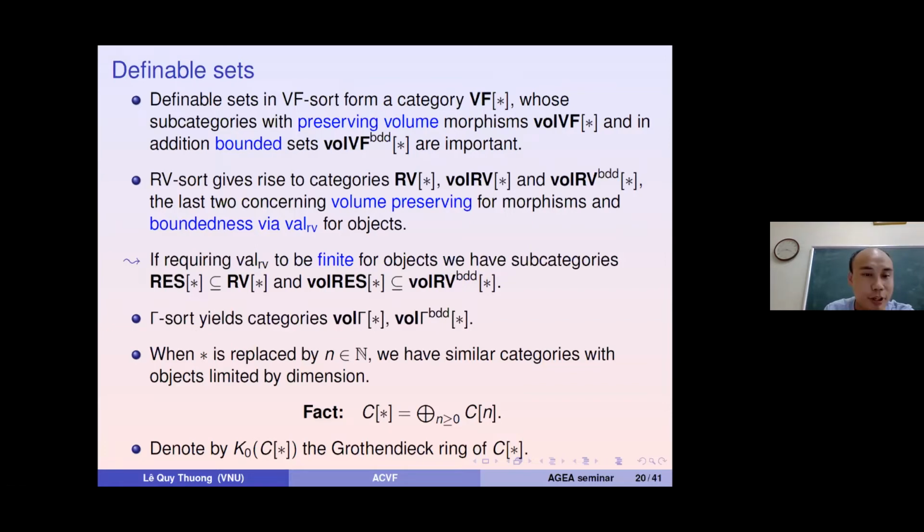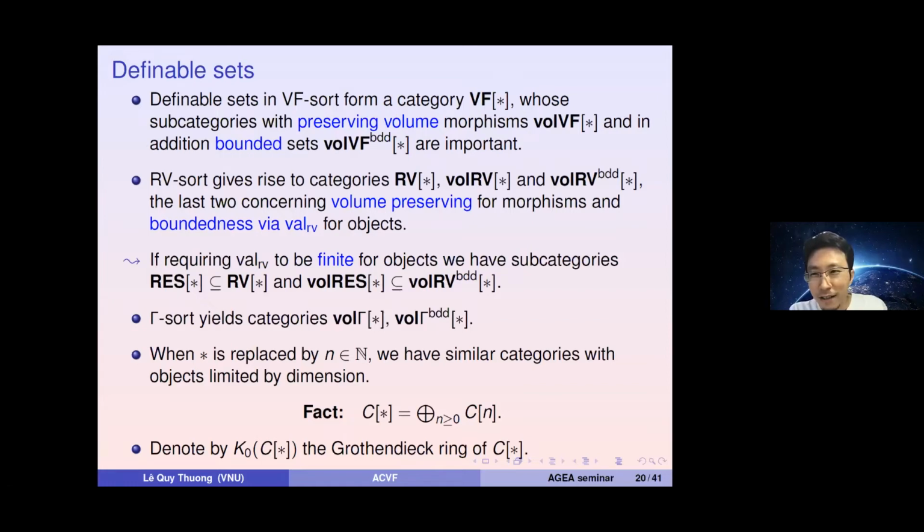For the gamma sort, we have categories Vol gamma and Vol gamma BDD with the same conditions as before. Now, when star is replaced by n, we have similar categories of objects limited by the dimension. And now we have the fact that the category C star is always the direct sum of the categories C n.